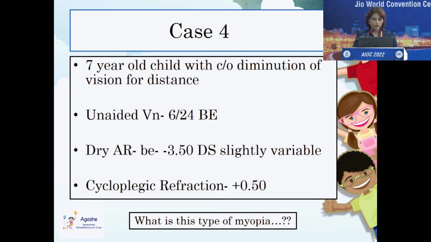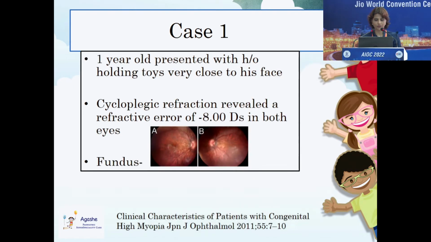Last case scenario, 7-year-old child presenting with diminution of vision for distance with an unaided visual acuity of 6/24. Dry autoref readings are -3.5, however have been slightly variable. But on cycloplegic refraction, there is no myopia. The child has a spherical error of +0.5. So what is this type of myopia?